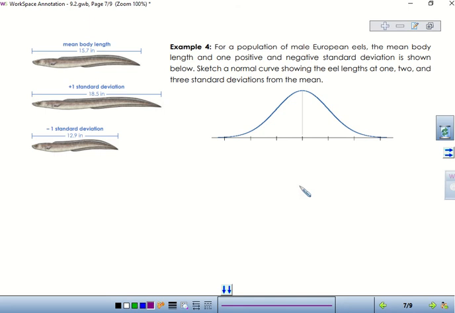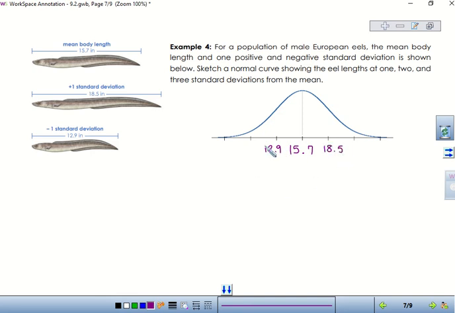All right. So the next one says, for a population of male European eels, always what I wanted to know about, the mean body length and one positive and negative standard deviation is shown below. Sketch a normal curve showing the eel's length at 1, 2, and 3 standard deviations of the mean. So the first thing you're going to do is take the mean body length, and that's going to go in the very middle of your curve. Now they also provided for us 1 standard deviation above and 1 standard deviation below, which means that's what's going to go right here and right here.